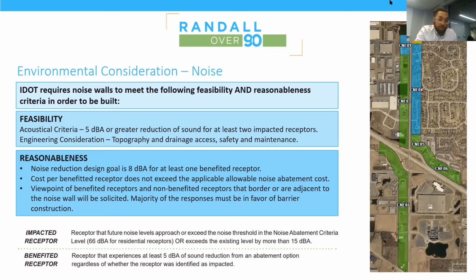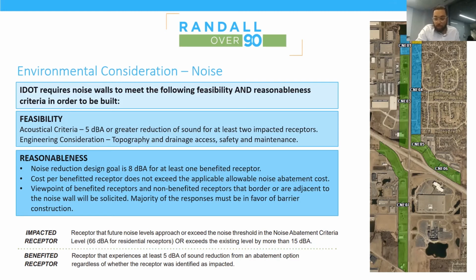A benefited receptor is any receptor that gets 5 decibels of sound reduction from the noise wall. So you can be a benefited receptor without being an impacted receptor. During this barrier analysis, we look at those benefited receptors and we see how many there are, and that's what we look at for the reasonableness. So the first step would be the noise reduction goal: 8 dBA for a benefited receptor.